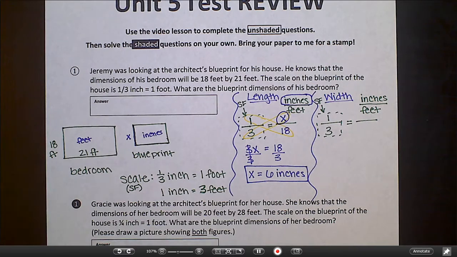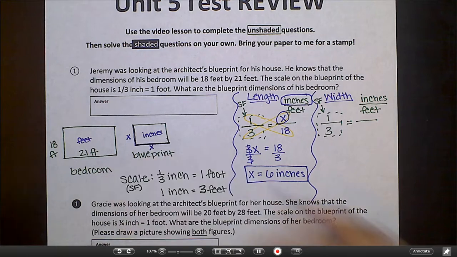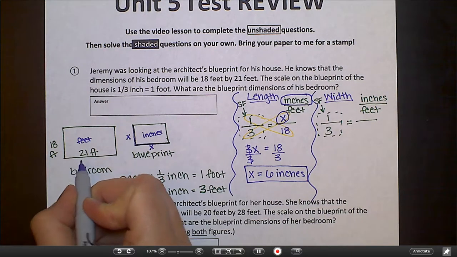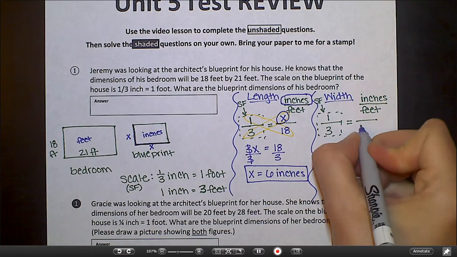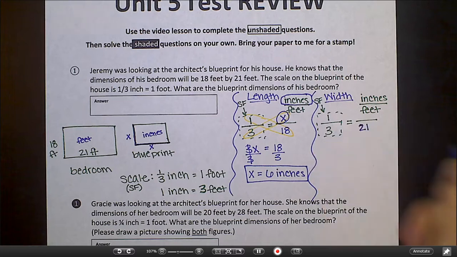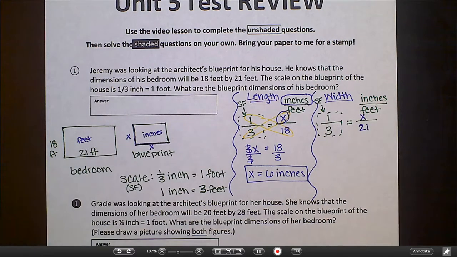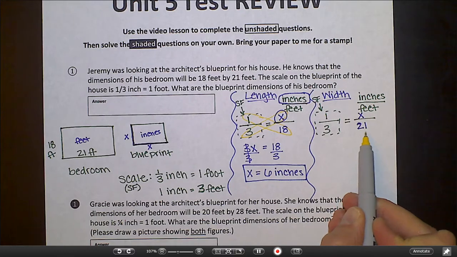And then this time I'm looking for this side. So this time it's going to be X right there. So again, I know 21 feet. Where does that go? Well, it has to go on bottom because feet goes on bottom. So I'm comparing it to the corresponding side. And X goes here. So notice, this is exactly the same process. All we're doing is using 21 instead of 18 feet.